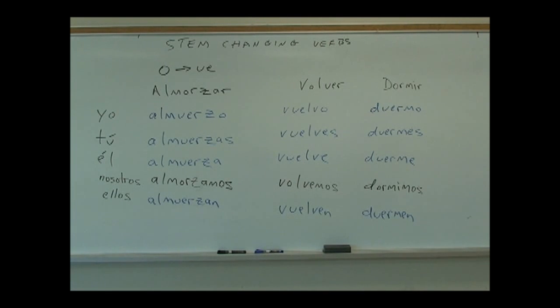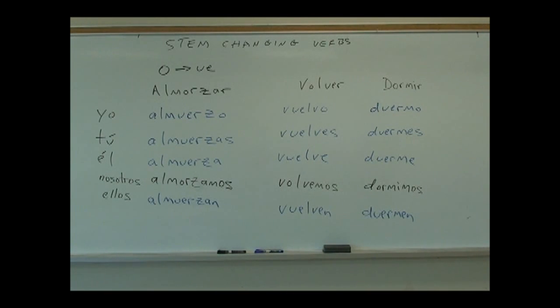The O, yo, changes to UE. Almuerzo, tú almuerzas, él almuerza. Nosotros does not change. Almorzamos. Ellos almuerzan. That's the AR verb.